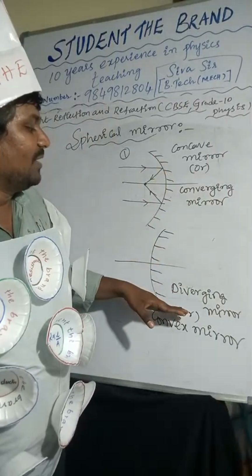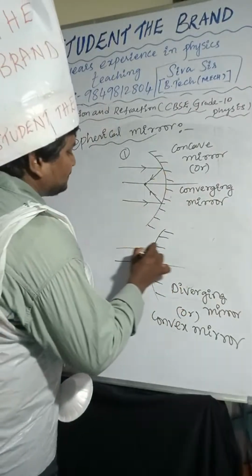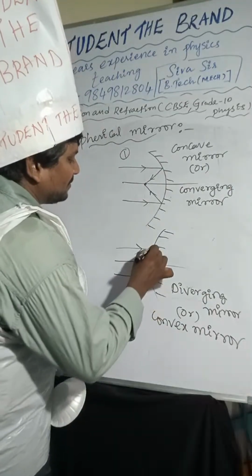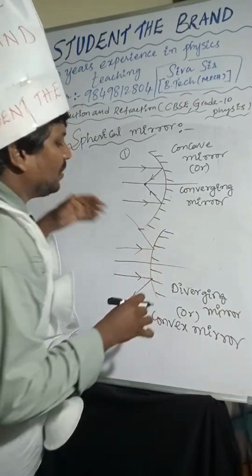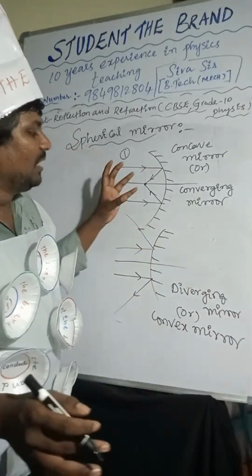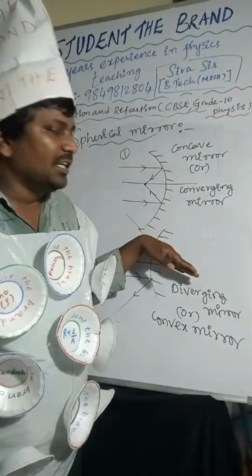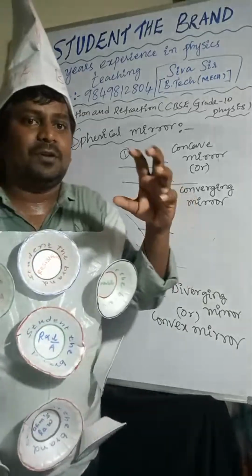So it is a diverging mirror. After reflection, those light rays will move away from the principal axis. This one is called a converging mirror. This one is called a diverging mirror.